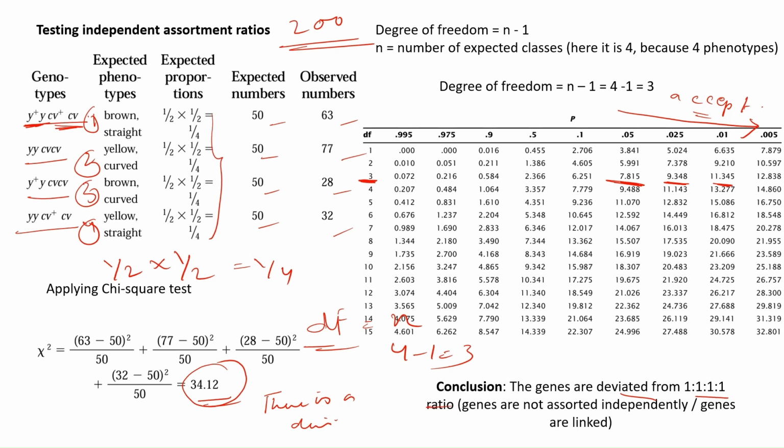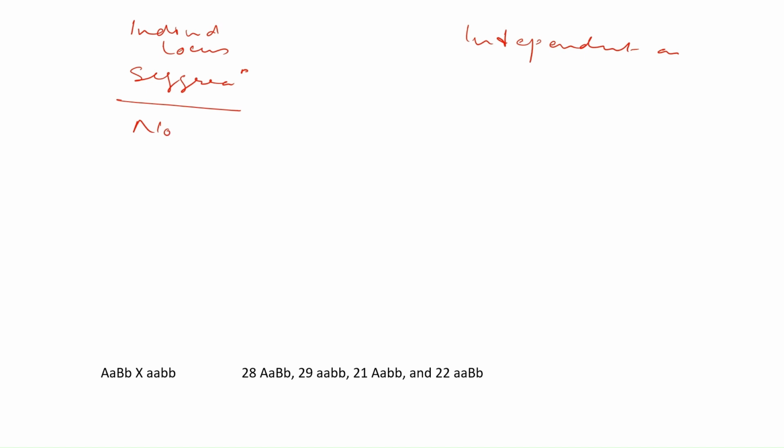So when there is a deviation from independent assortment ratio, that means the genes are linked. They are not assorting independently. Now one thing, we did for individual locus, which is our law of segregation. We also performed chi-square test for independent assortment, both the locus together. For segregation, we obtained the result that there is no deviation. In independent assortment, we obtained the result like there is a deviation. We are accepting this finally and we are saying that yes, the genes are linked.